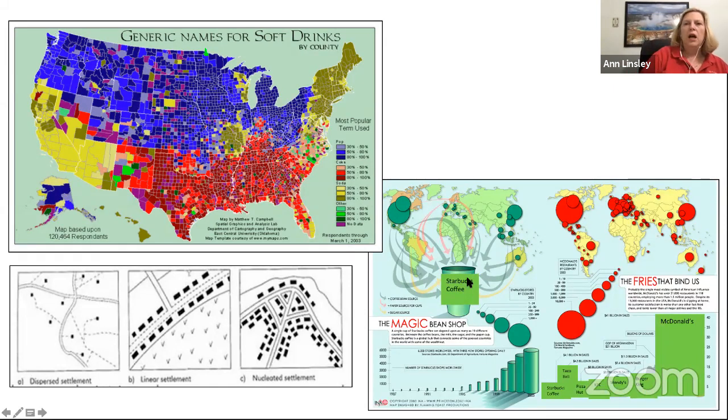Application of it. All right, so one of the things to keep in mind when we look at places is how something is dispersed, or if it's in a straight line, which is linear, or if it's nucleated, meaning it's all together, okay? So hold on, this slide's gonna take a second.